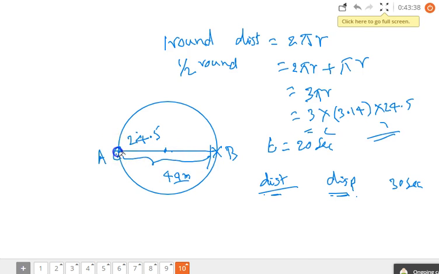Displacement means the starting point to the ending point after 30 seconds. How much is it? 49 only. So 49 meters is the displacement, and the value you get after multiplication is the distance. Got the point? So this is the way.